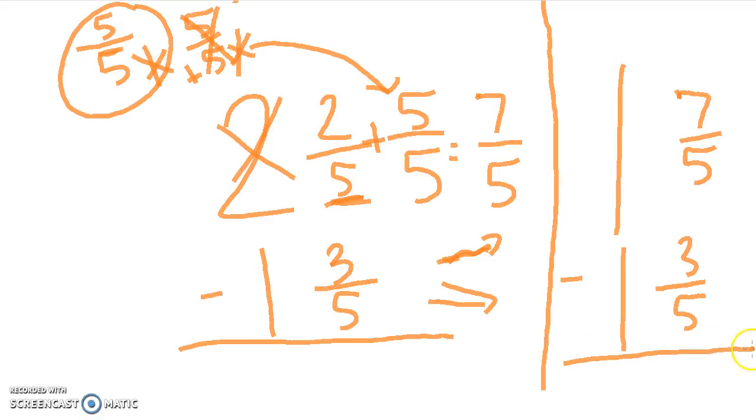Okay, so now I can subtract because the numerator in my top mixed number is larger than this numerator here. So 7/5 minus 3/5 is equal to 4/5, and 1 minus 1 would actually cancel out. So your final answer would be 4/5.